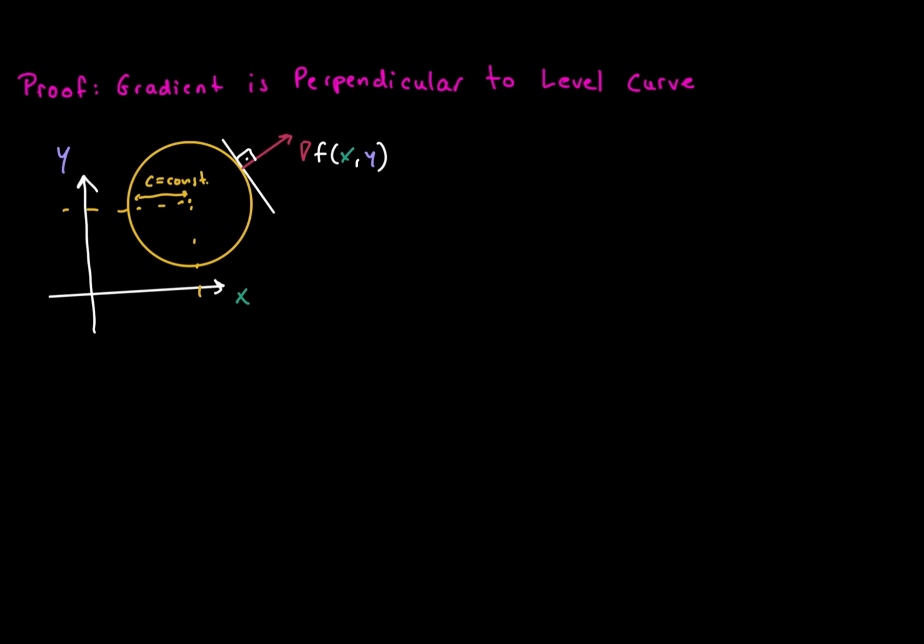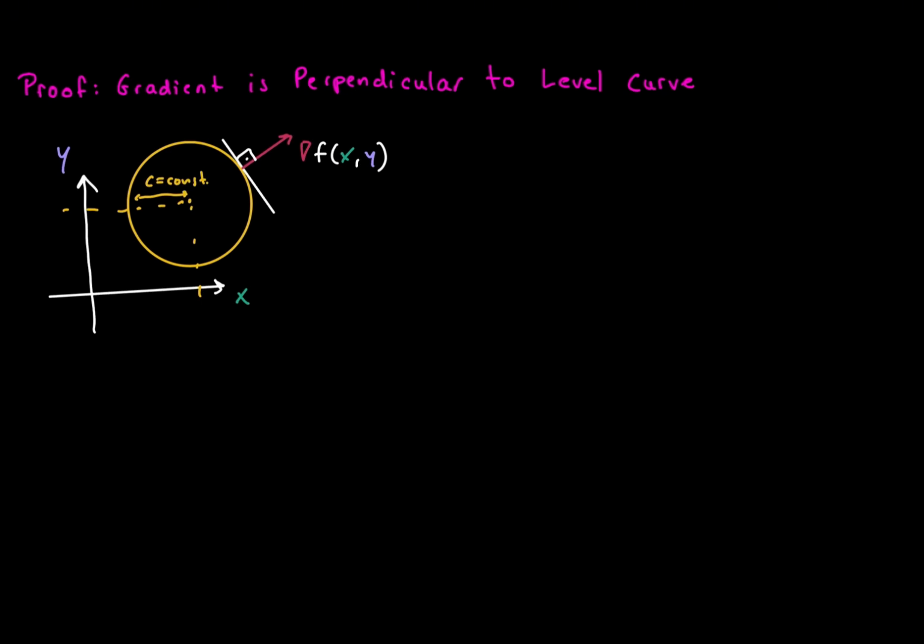This is one of the most important geometric facts in multivariable calculus. Let's prove it step by step. A level curve means the function stays constant. So if you move along that curve, the function value does not change.